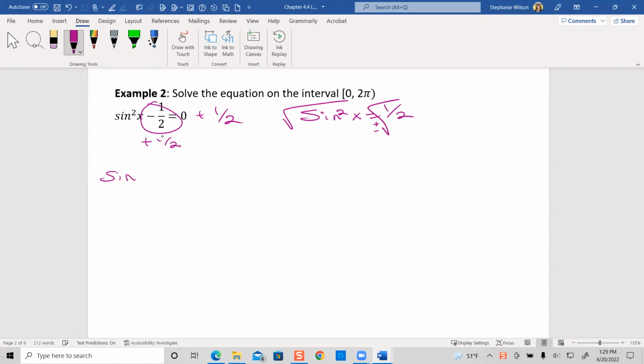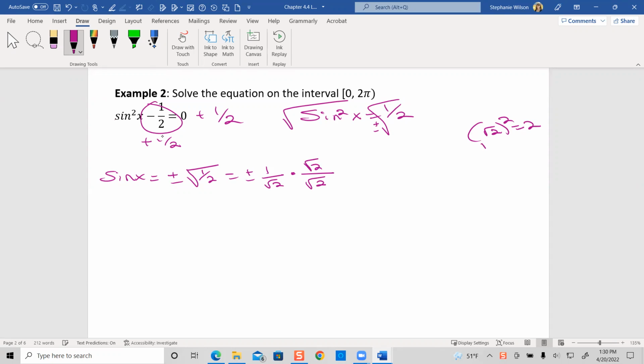Now I have sine x is equal to plus or minus square root of a half. Well, let's clean this up. Plus or minus square root of 1 is 1. Square root of 2, well, that's not written in simplest form. So what I'm going to do is multiply by its conjugate, which is the square root of 2. Square root of 2 times square root of 2, if you need to, just rewrite it like this. And then the root divided by the power of 2 gives me just 2, right? So I'm going to multiply top and bottom by it.